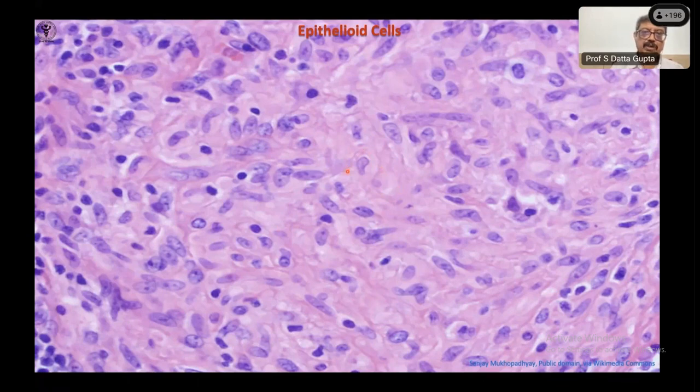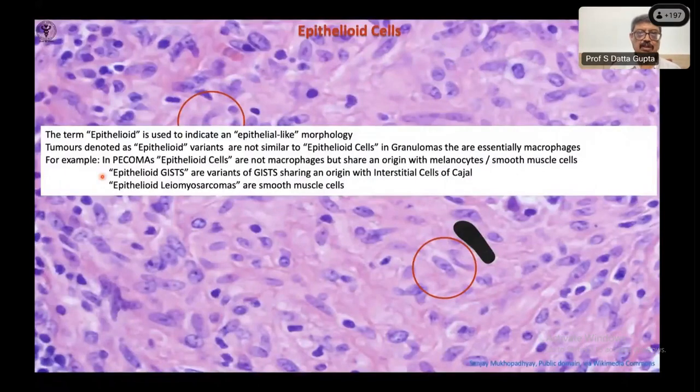How are they identified? They have an eosinophilic cytoplasm. They almost join each other and they have a nucleus which is slightly elongated or irregular, and classically they're supposed to be shaped like a slipper. This is the sole, this is the toe end, and therefore in undergraduates we say that they have a slipper-like nucleus. But it's not necessary that you'll always find slippers. You can find them round, you can find them oval, and you have dot-like nucleoli in there.